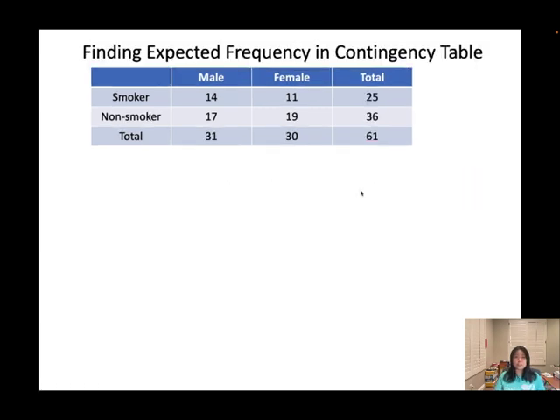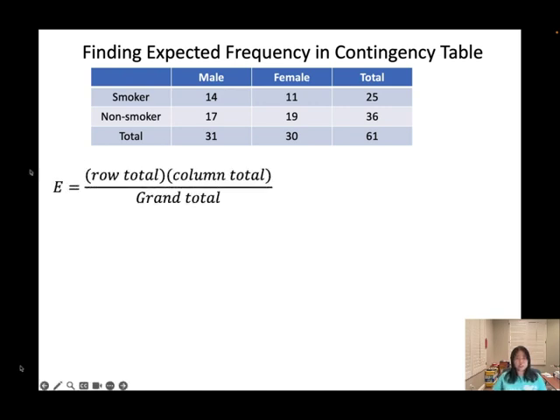When we have a contingency table, how can we find the expected frequency? The formula for the expected frequency is the row total times the column total, divided by the grand total. For example, I want to find the expected frequency for male smoker. So I'm going to draw two lines here, male and smoker. I use the row total times the column total: 25 times 31, divided by the grand total, which is 61. Use your calculator, that will be 12.7.